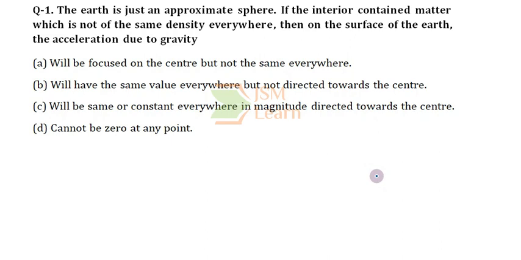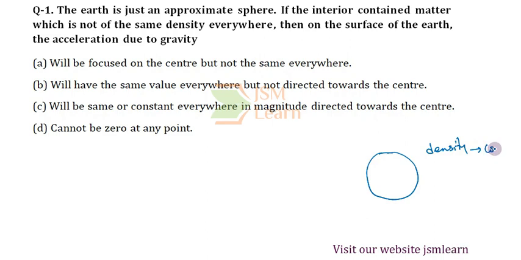So, before going to that, let us first understand what happens if the Earth is considered as a sphere of uniform density. If the Earth is considered as a sphere of uniform density, then its density will be constant everywhere. That means the particles and the mass present inside the Earth are equally distributed. That is, the distribution of matter inside the Earth is equal everywhere.